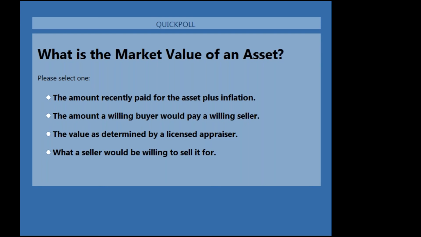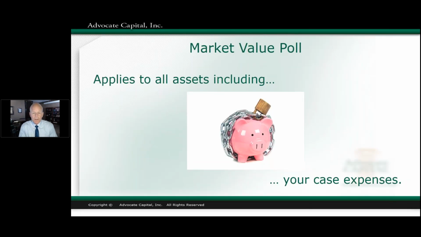Okay, well, that was interesting because we're going to close the poll out. It was split roughly in thirds, where some of you thought the amount is what was recently paid for it, or when an appraiser would put a value on it, but the actual answer is the second one, which is the amount a willing buyer would pay a willing seller. So we're going to think about market value a little bit now in terms of your case expense asset. What's the market value of that?